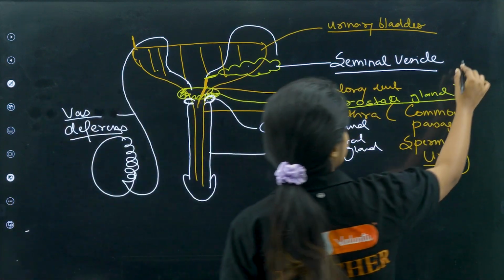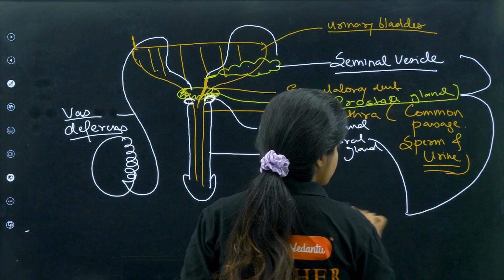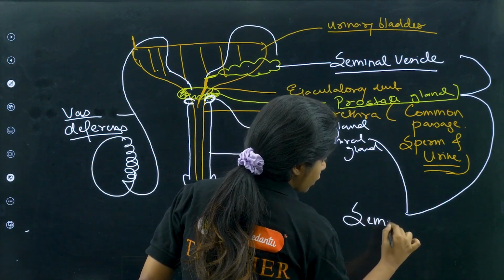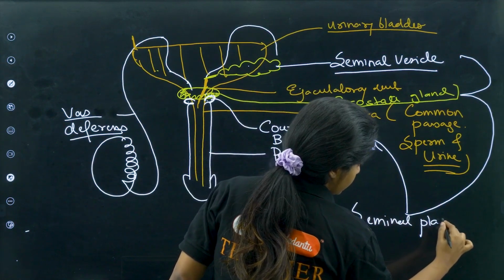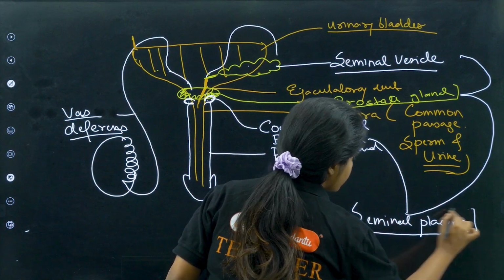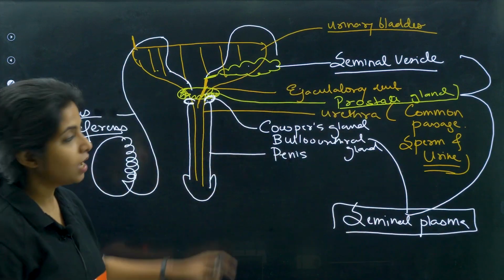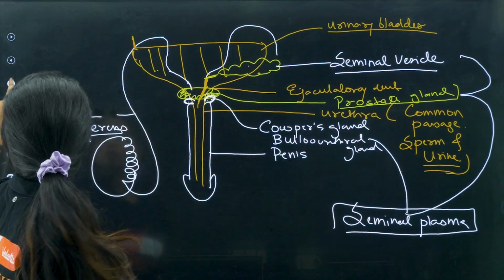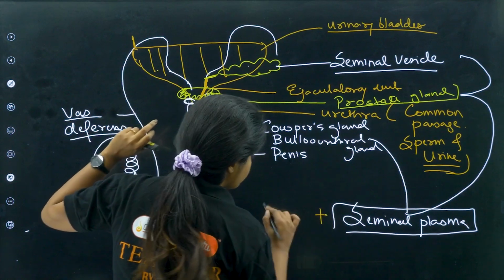These 3 glands give out their secretion. Together, these secretions are known as seminal plasma. Very much important, seminal plasma. Seminal plasma is what? Just the secretion of these glands. Now, who are they giving the secretion to, children? They are giving the secretions to sperm.